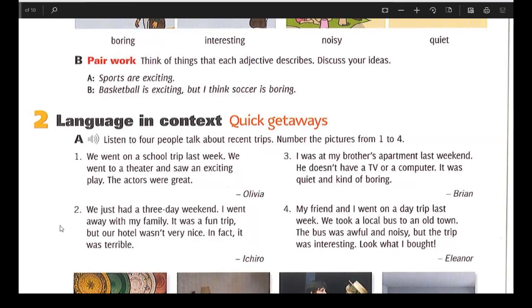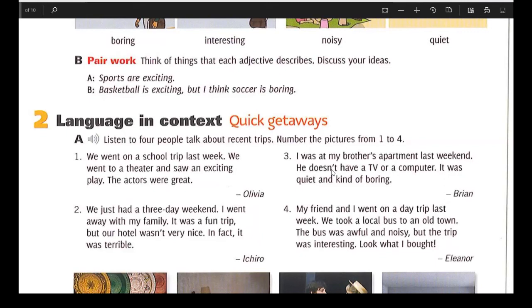And number 2, we just had a 3-day weekend. I went away with my family, right? So went away. It was a fun trip, but our hotel wasn't very nice. In fact, it was terrible. So now you understand terrible, right? The hotel, you see, the hotel wasn't very nice. So wasn't very nice, you can say terrible. Okay, the same meaning.